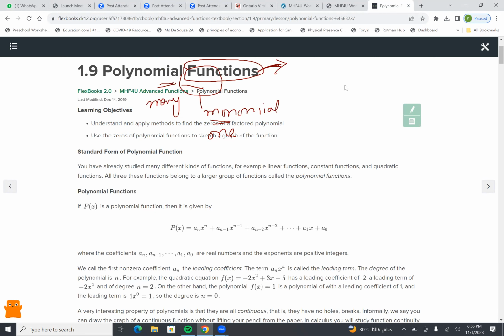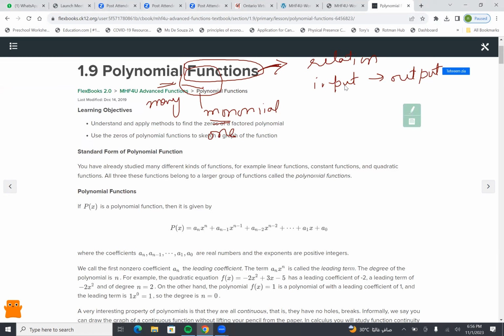A function is a relation between two objects, and for every input there is only one output. One output for one input.